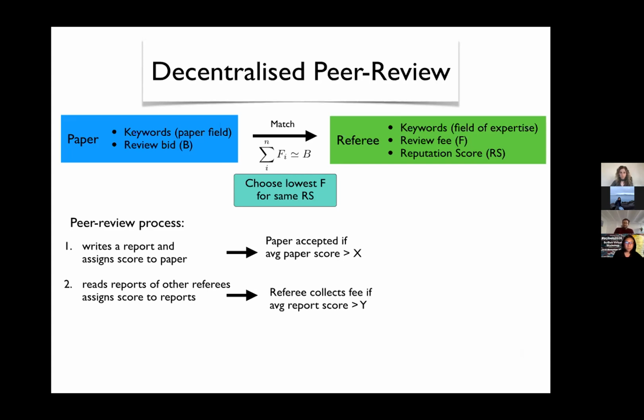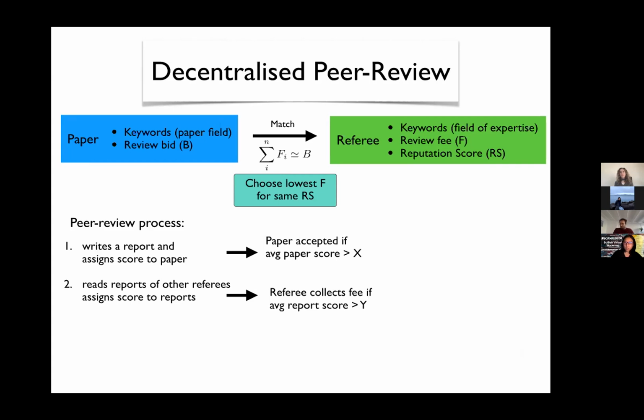So the peer review process is very similar to the current one. Step 1 is exactly the same. I read the paper and I write a report and I assign a score to that paper, saying, okay, this paper is good, it's bad, these issues, these flaws, these things should be corrected, and so on and so forth. And I also assign a score to the paper.